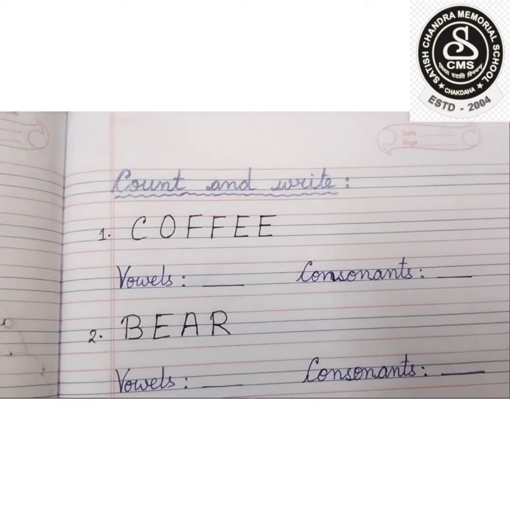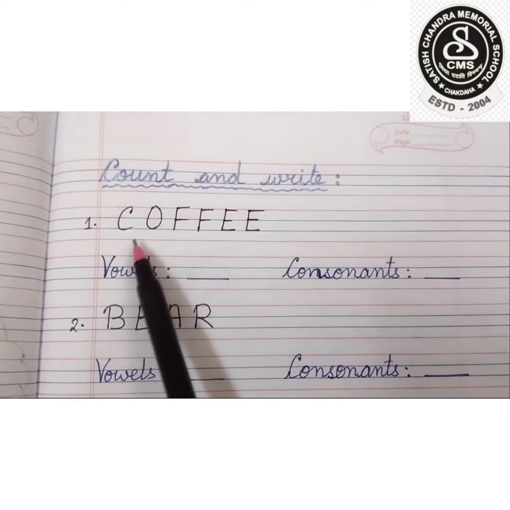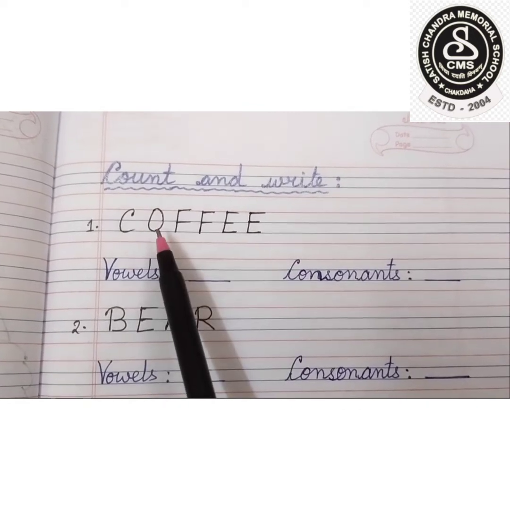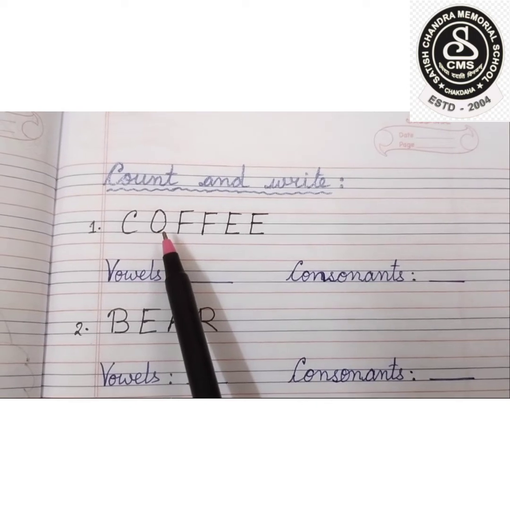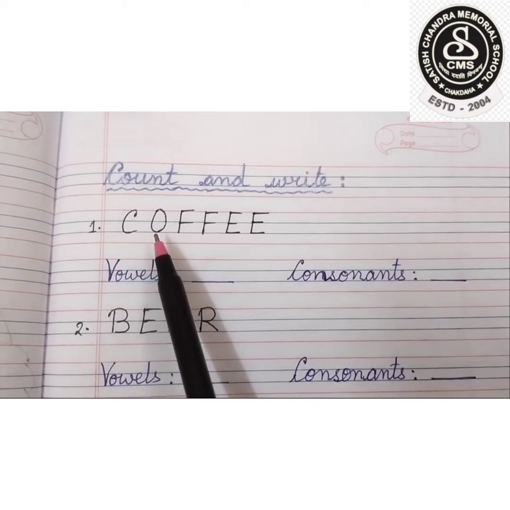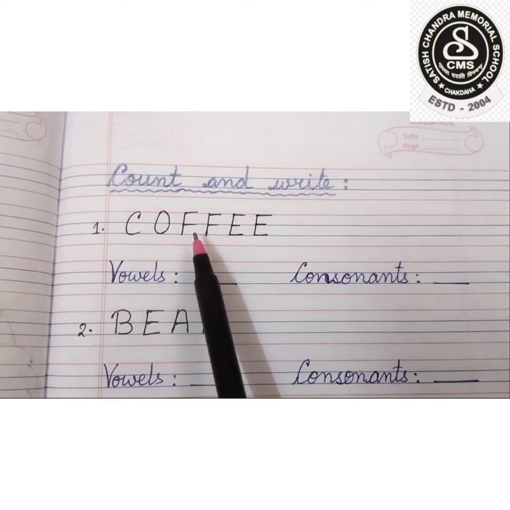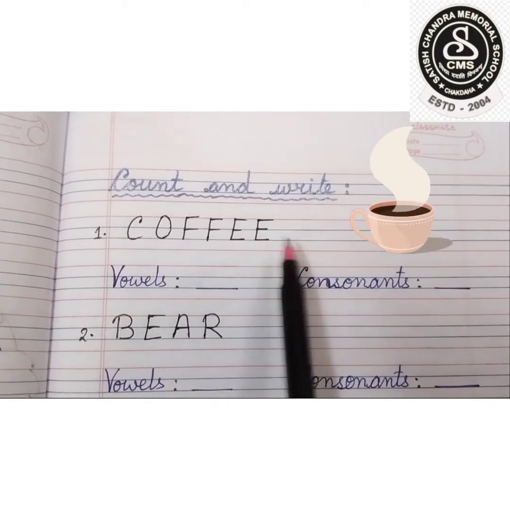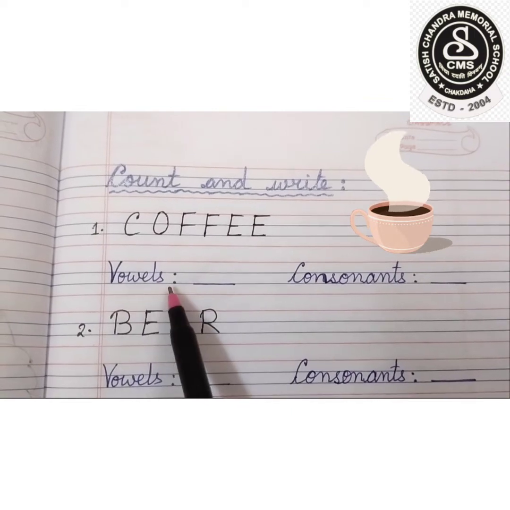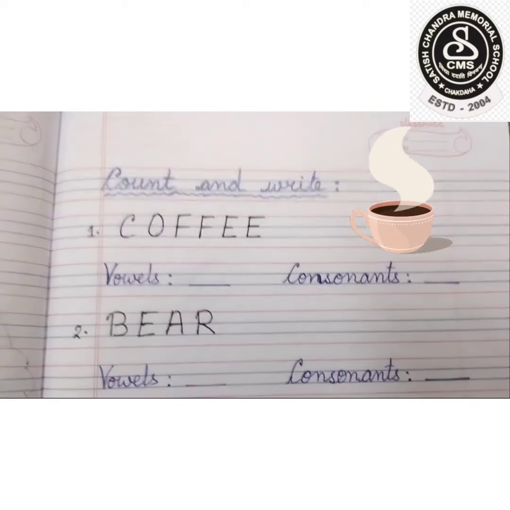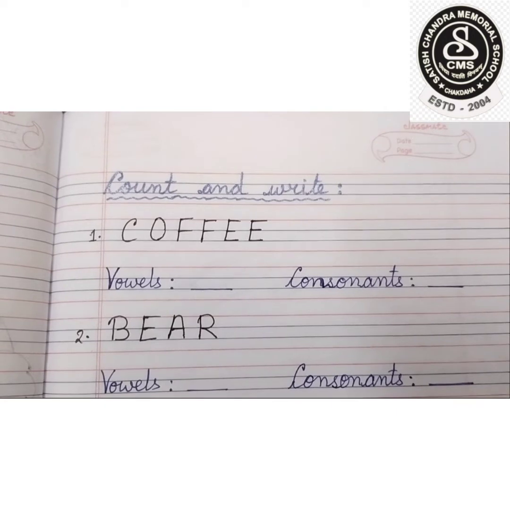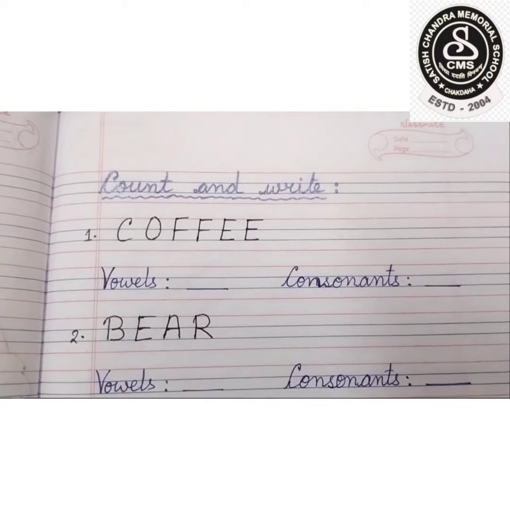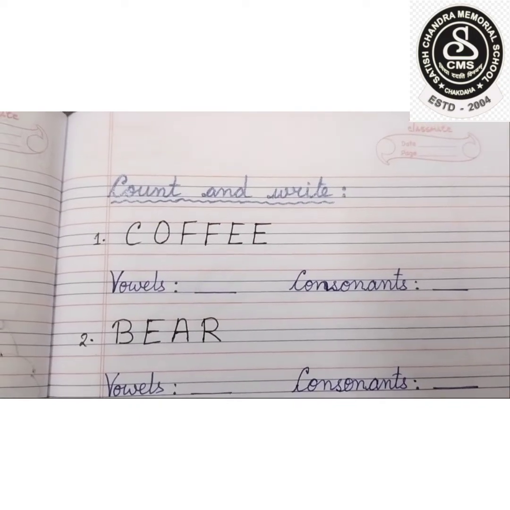Now what do we have to count and what do we have to write? Let's see. Here, number 1. Something is written over here. Let us read it. C-O. Children, please read with me. C-O double F double E. Coffee. Now, vowels and consonants. What do you have to do? You have to count how many vowels are here and how many consonants are here, and you have to write that.